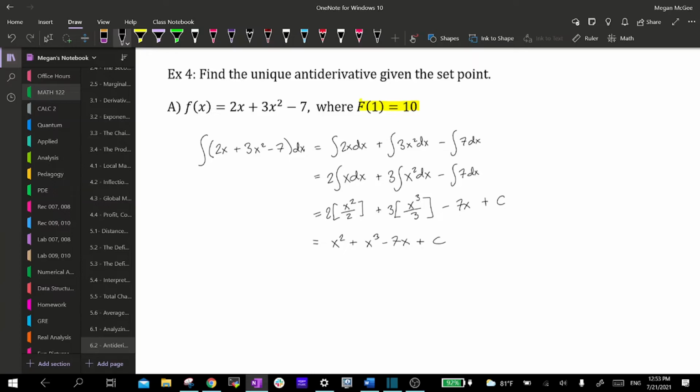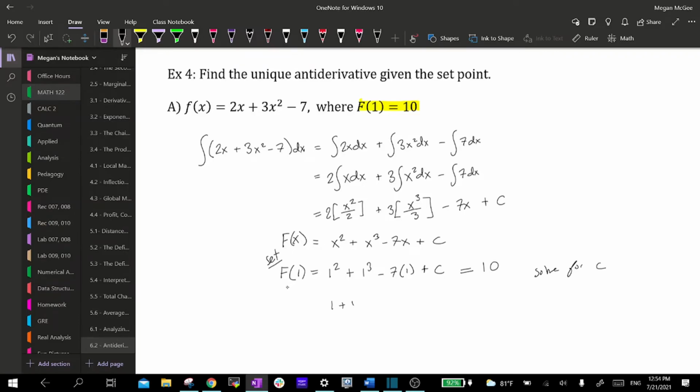So how do we do that? Well, this antiderivative is our capital F. So what we just found was our capital F of x. We were given that capital F of 1, well, we can plug 1 in everywhere to get 1 squared plus 1 cubed minus 7 times 1 plus c, and we're given that this must equal 10. So we set this equal here, and now we can solve for c.